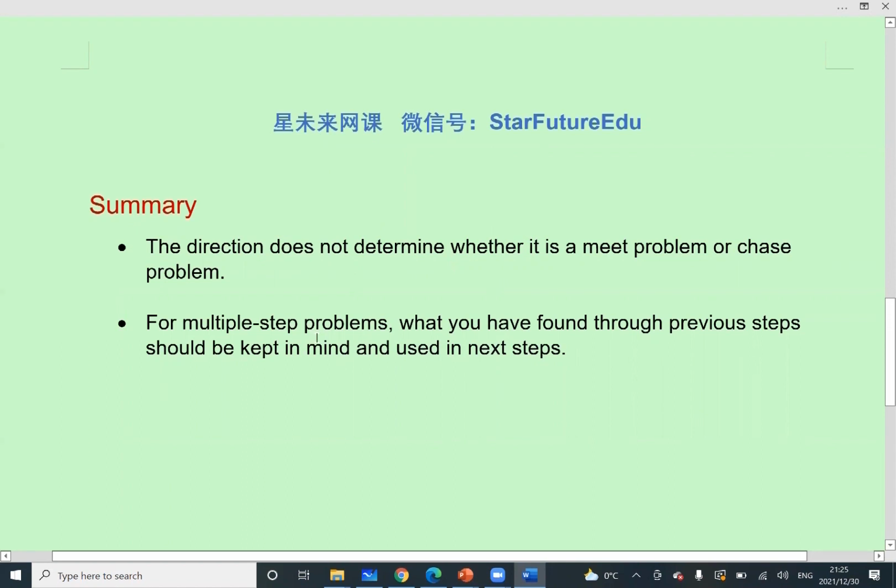Secondly, for a multi-step problem, what you have found through previous steps must be kept in mind and used in future steps. Like in this problem, through the first case, we found the length of the path. In the second case, we need to use it as a value we already know. Otherwise, without the length of the path, we cannot proceed to solve the problem. This may sound easy, but it's not that easy if there are a lot of steps. So when you find something you believe is valuable, just write it down in some noticeable place and remind yourself you'll probably need it in the future steps.